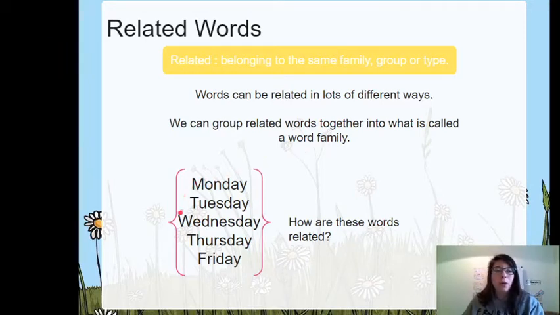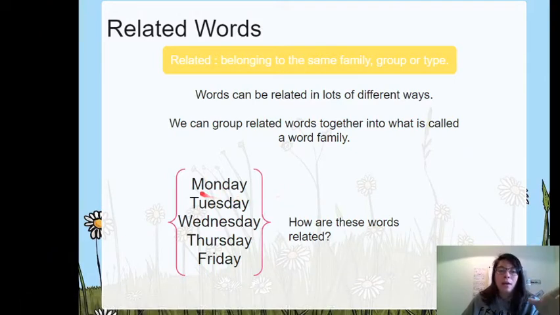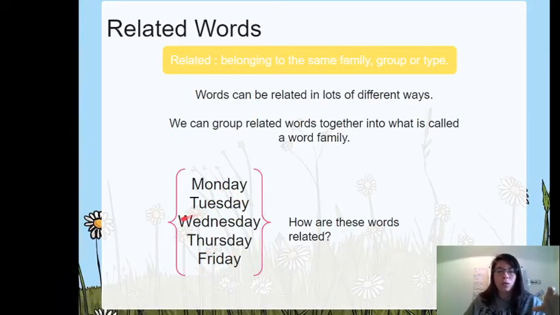So we've talked about these are the days of the week, and I asked you, how are these words related? And you said they are the days of the week, right? I know that they're in capital letter because they are the names of the days of the week, and that they all finish in day. So Monday, Tuesday, Wednesday, Thursday, and Friday. Do you remember that we spelled out the hardest one to spell was Wednesday? So we saw how it was spelled and how it sounds, and it's not quite the same.